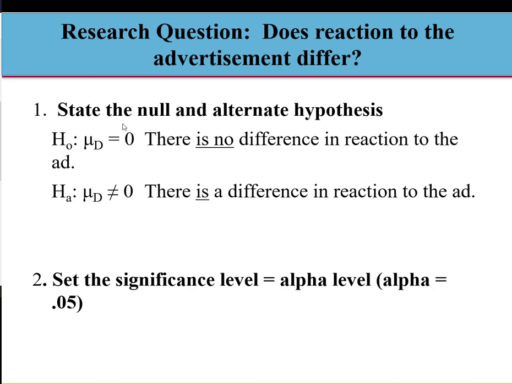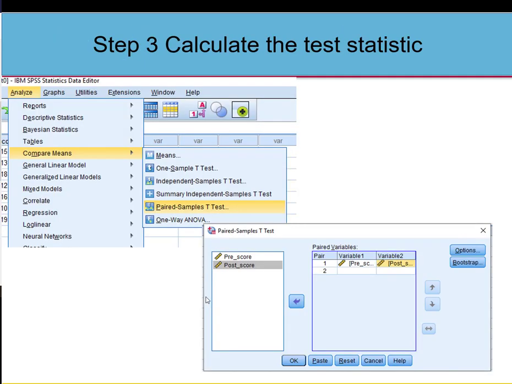We're still showing you the way the hypotheses are written out with Greek letters. I'm going to continue to show you that, but we're going to move away from that and just write our hypotheses out with words. Step 2 in the hypothesis testing is set the significance level, alpha level is equal to 0.05. That's always standard. Step 3 is to calculate the test statistics.